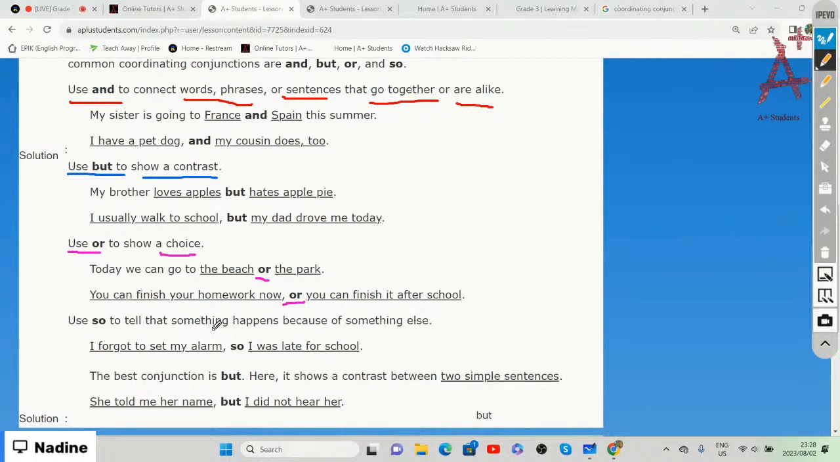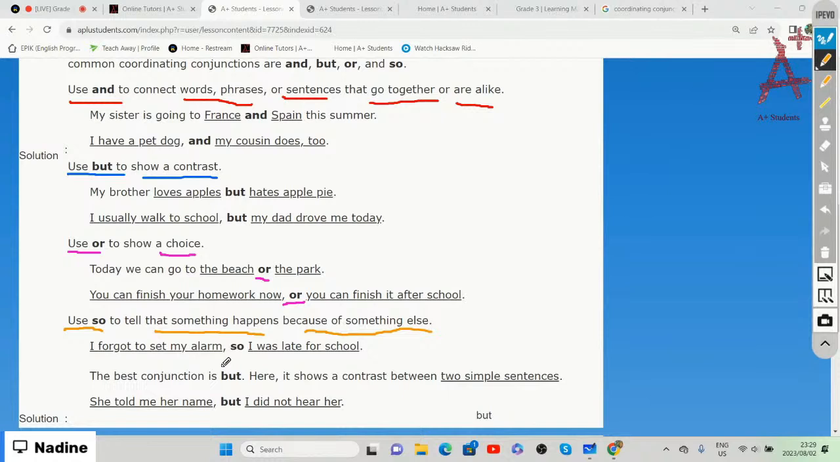Then we have the last common one, which is so. We use so to tell that something happens because of something else. So I forgot to set my alarm, so I was late for school. Why were you late for school? Because I forgot to set my alarm.